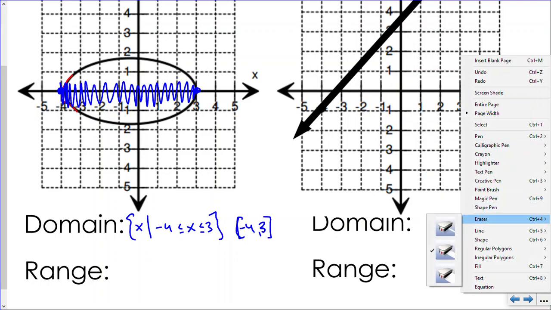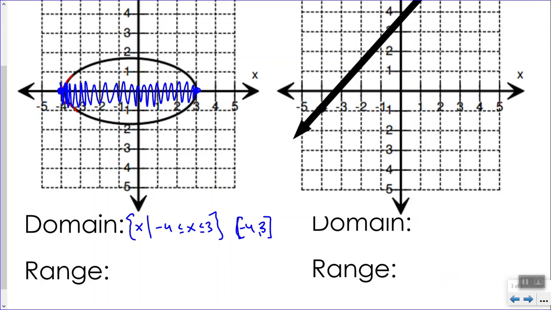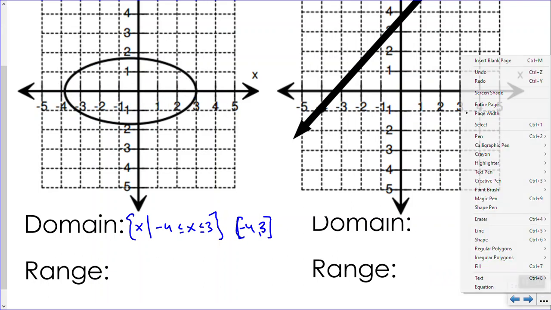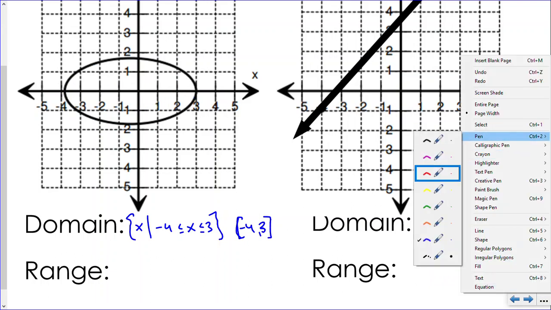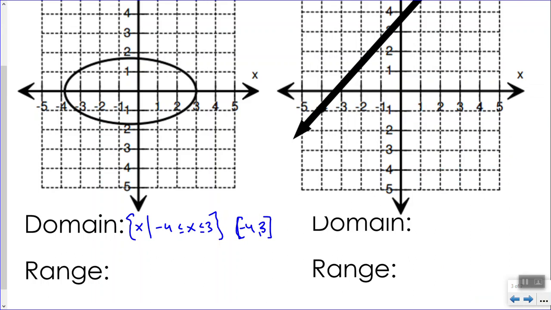So we can erase this, and now we can look at our range. When we talk about range, now we're going to look at the y values, and we're going to do the same thing. We're going to think about what y values do we have in the graph. So this goes from, we'll say, maybe this is -1 and 3/4, and then maybe this is +1 and 3/4. So we have everything, oops, not down there, everything here. Oh, I turned my tablet.